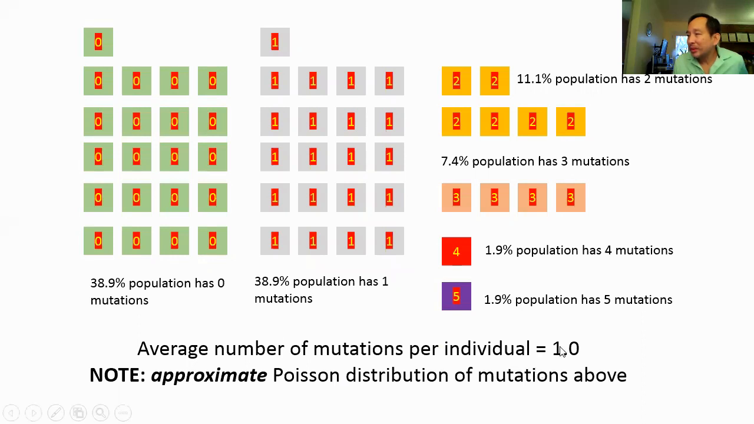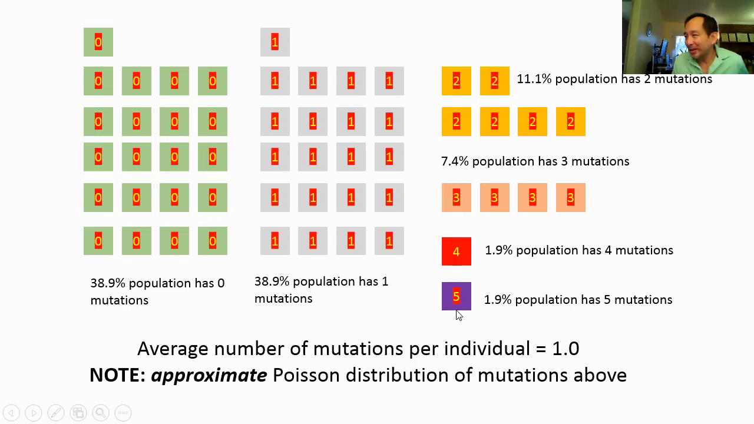If we have the 1.0 and use the Poisson distribution, these are approximate numbers because really the Poisson distribution goes out to infinity. I'm only going to go out to 5. So 38.9% of the population has no mutations. If we assume a Poisson distribution, 38.9% has one mutation, 11.1% has two mutations, and so on and so forth.